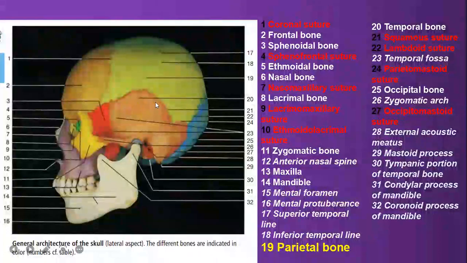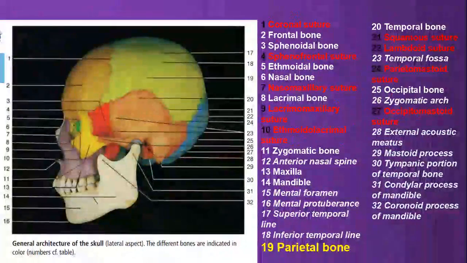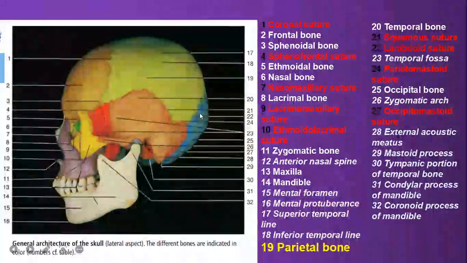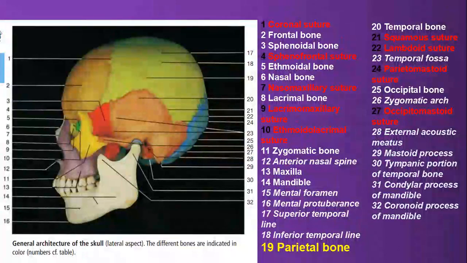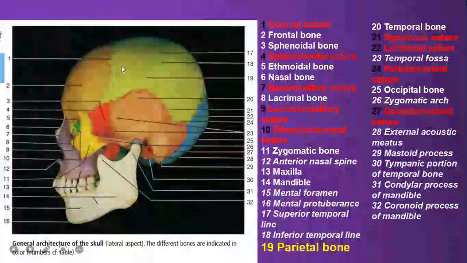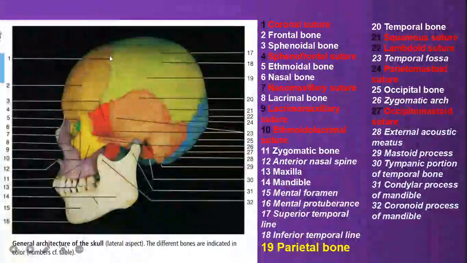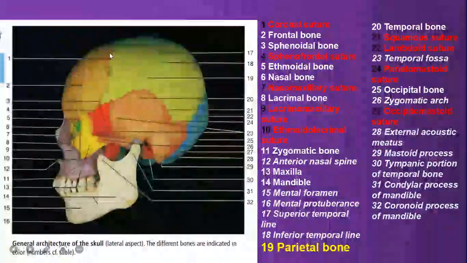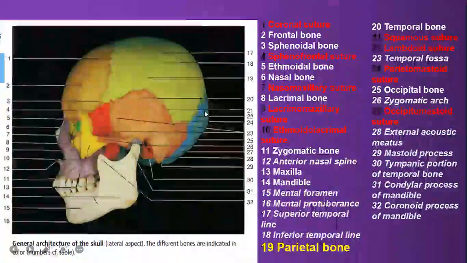For the temporal bone, it contacts the parietal bone at this suture known as the squamosal suture, as well as the lambdoidal suture, and this part labeled 24, which is the parietomastoid suture. We as well have other bones in contact with the parietal, such as the frontal bone, which comes into contact with the parietal at this point known as the coronal suture. We have the sphenoid bone, and we have the occipital bone at the back.